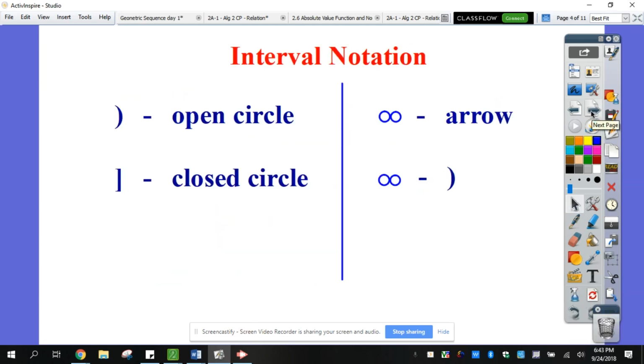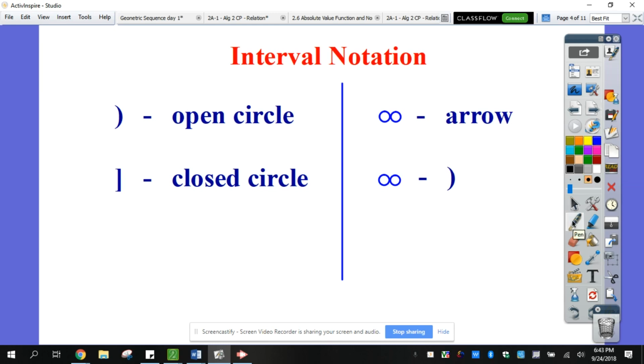So let's find the domain and range. But before that, there are some things we have to know when writing interval notation. This is very important that you understand this one, because when you go to the next level, it will be used several times. And we're going to start in Algebra 2 using interval notation.